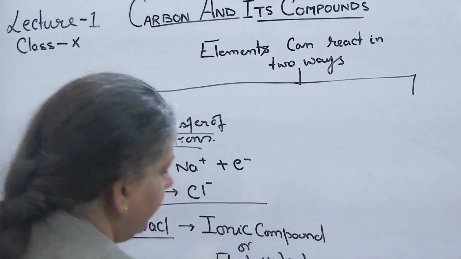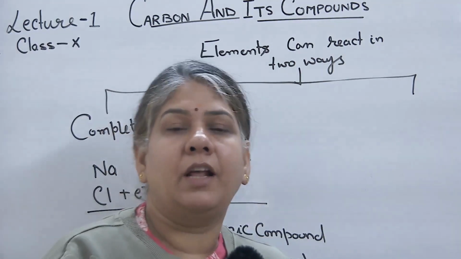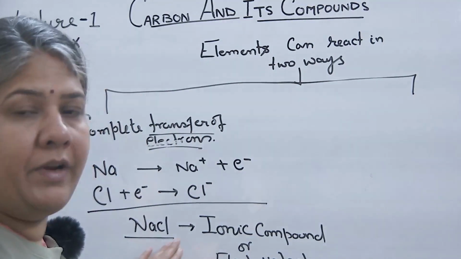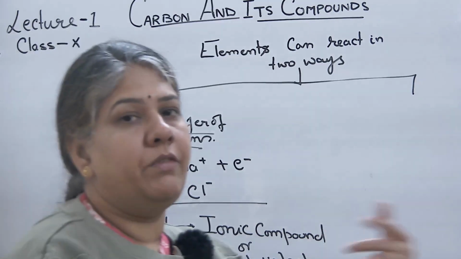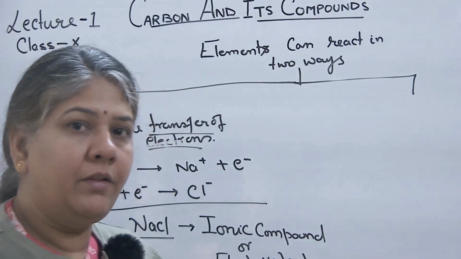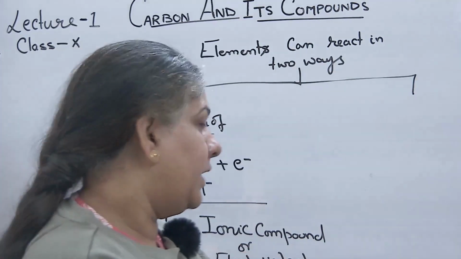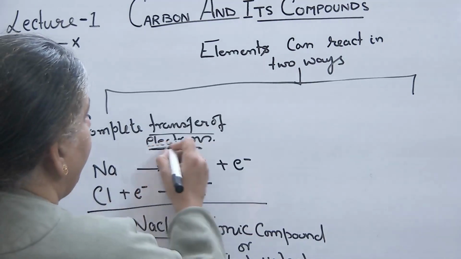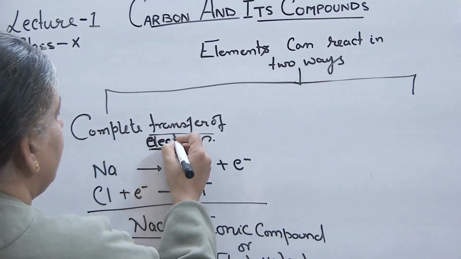So the definition will be that these are compounds formed by complete transfer of electrons. When dissolved in water, they are soluble and result in the formation of ions, and thus they are good conductors of electricity. So this is one way of interaction, that is transfer of electrons.